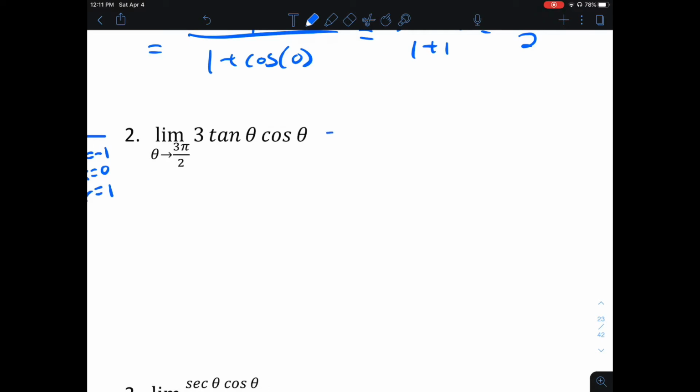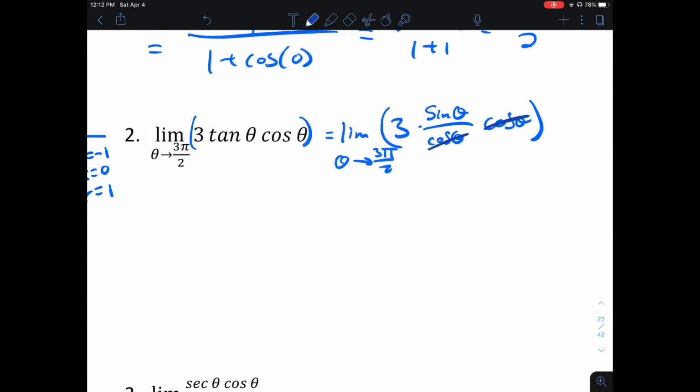So let's try to manipulate this using trig identities. This argument really should be in parentheses. So it's the limit as theta approaches 3 pi over 2. Tangent is the same as sine of theta over cosine of theta.